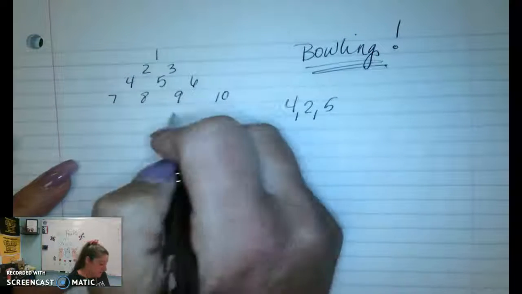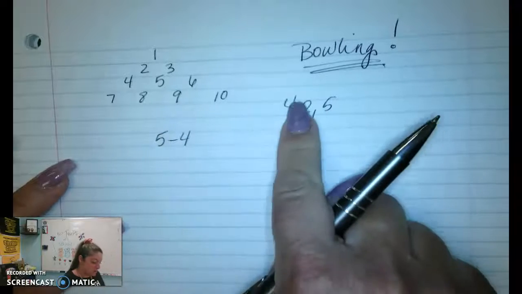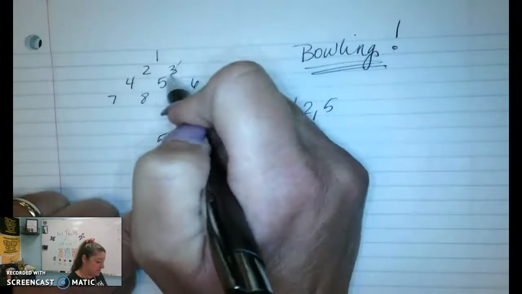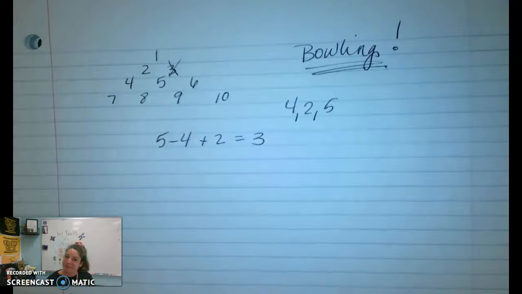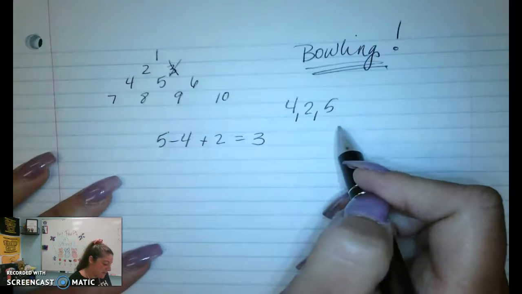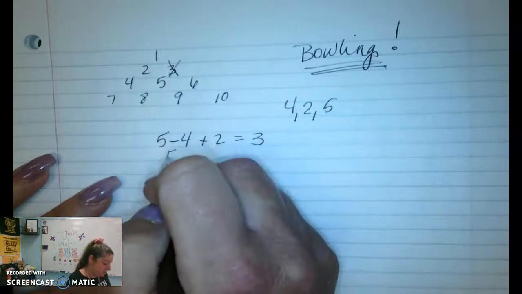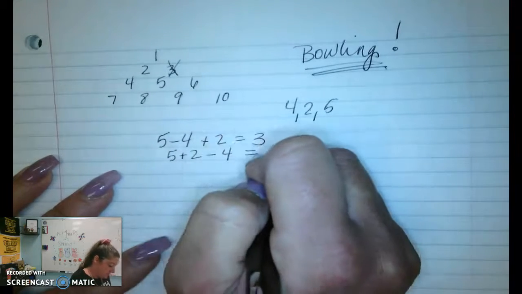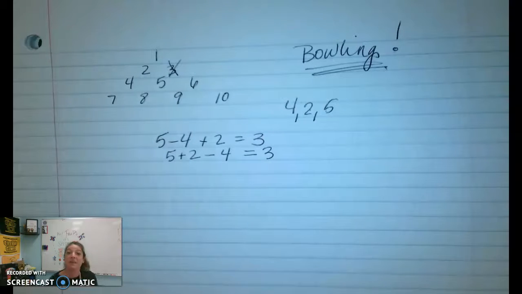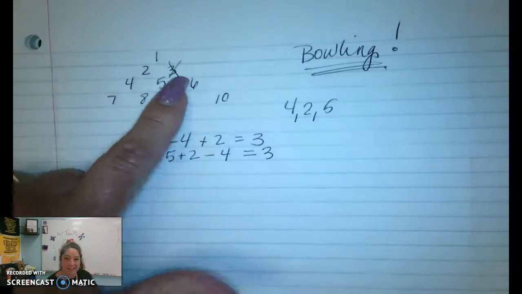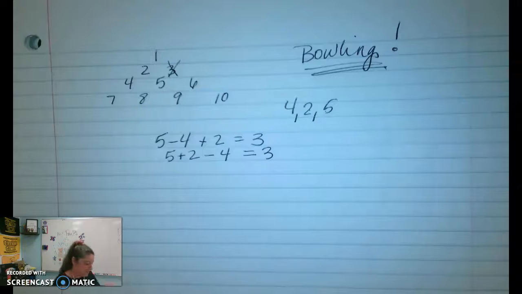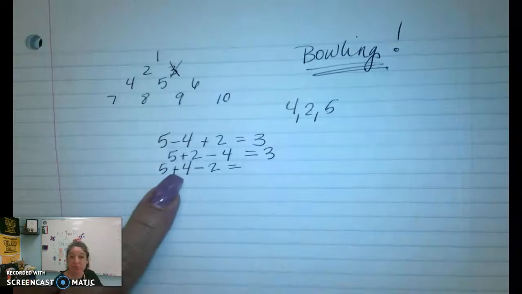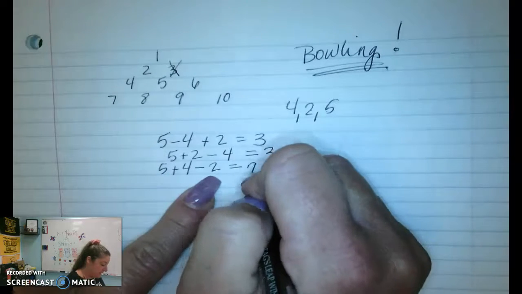So you can do 5 minus 4, which is 1, plus 2 gives you 3. And see, I just knocked down the 3 pin. Okay, let's do it again. What about 5 plus 2, which is 7, minus 4? Oh, that gives me a 3. So sometimes you're going to get them multiple times, but I already knocked down a 3. I got to get something else, right? Okay, let's see. How about 5 plus 4 minus 2? So 5 plus 4 is 9. Minus 2 makes 7.